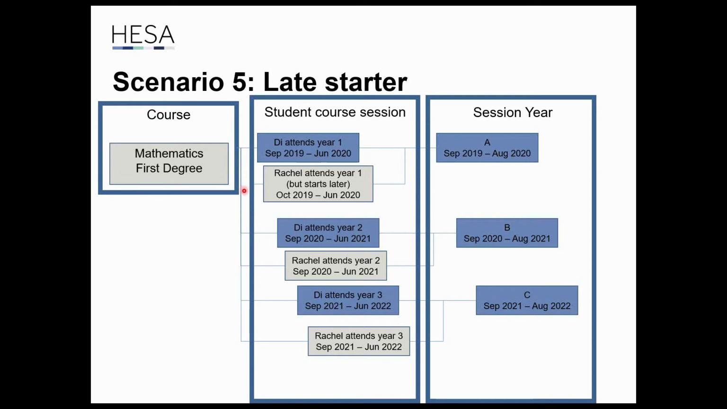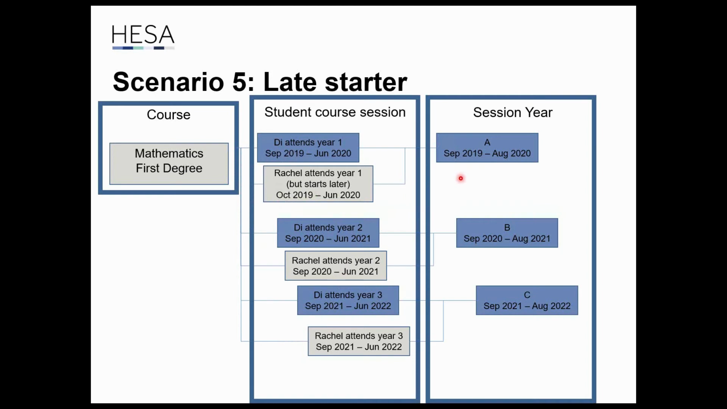But what the provider can do is reflect the fact I don't start until October, but attach me to the same session year as Di, because we're studying the same thing. I've maybe missed the first couple of weeks, but I'm catching up. I'm going to do that work to catch up. So I am effectively studying the same thing and then carrying on in years 2 and 3, the same as everyone else. This highlights that this date is different to all the other students starting, and it's different to the start of the session year.